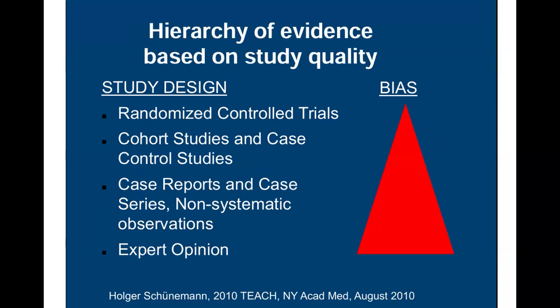So this is the hierarchy of evidence based on study quality. Here you can see expert opinion that has the highest bias, then followed by randomized control trials. Basically high quality randomized control trials, that is again less risk of bias.